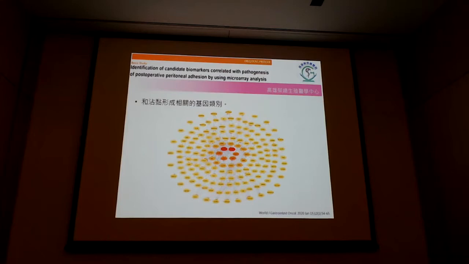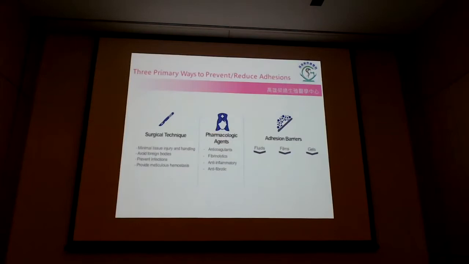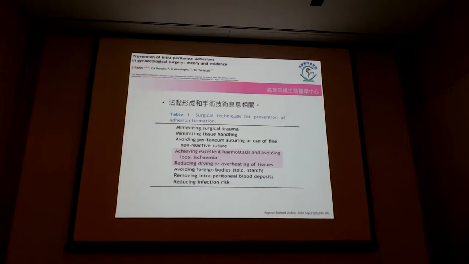There are three major ways to prevent or reduce adhesions: surgical techniques, pharmacological agents, and adhesion barriers. Let's talk about surgical technique first. Surgical techniques for prevention of adhesion formation include minimizing surgical trauma, minimizing tissue handling, avoiding peritoneal suturing or using fine non-reactive suture, achieving excellent hemostasis, avoiding local ischemia, reducing drying or overheating of tissue, avoiding foreign bodies, removing intraperitoneal blood deposits, and reducing infection risk.